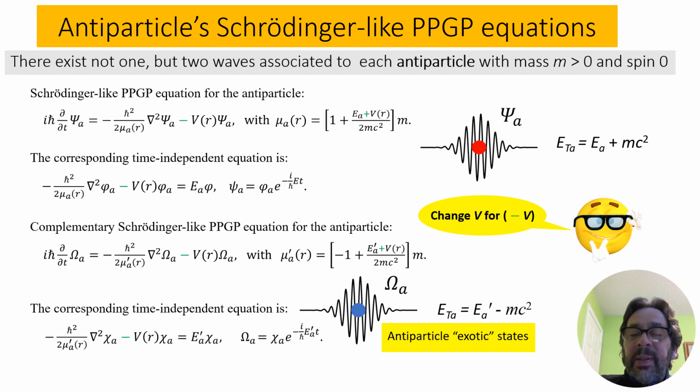What wave equation is this wave a solution of? Well, the complementary Schrodinger-like PPGP equation for the antiparticle that is shown below. How do you get this equation? Well, you get the complementary Schrodinger-like PPGP equation for the particle, and then you change B by minus B. And in both cases, you change B by minus B in the equations and in the expression for the effective relativistic mass of the antiparticle. The corresponding time-dependent equation is shown below.